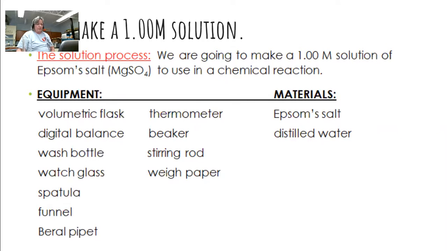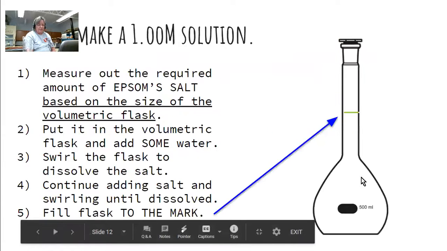Now we use distilled water when we make official chemical solutions because you don't want anything interfering with your solution. You just want it to be pure Epsom salt and water. And if you take water out of the tap, it's not pure. It's got chlorine and sodium, fluoride, and all kinds of stuff in it. So distilled water doesn't have all that stuff. All right, so we're gonna make this solution.